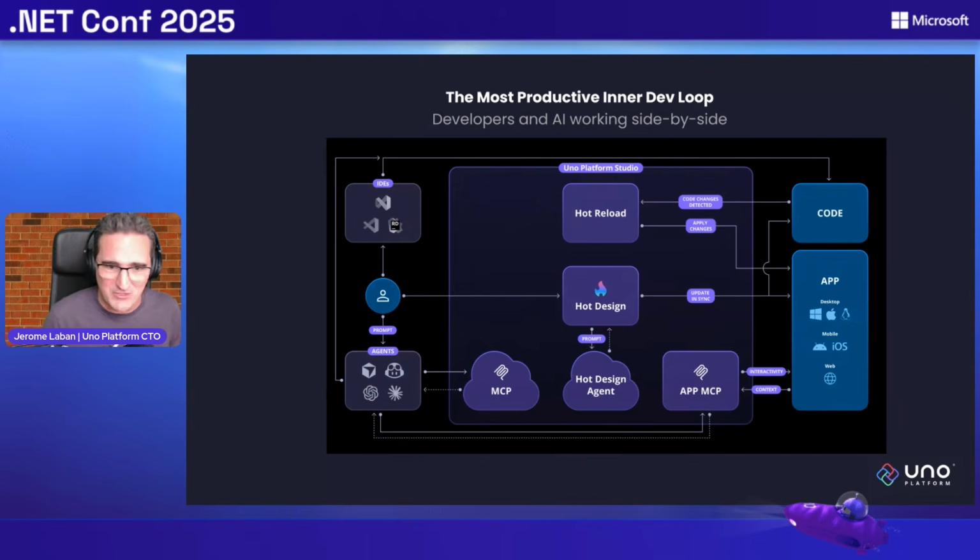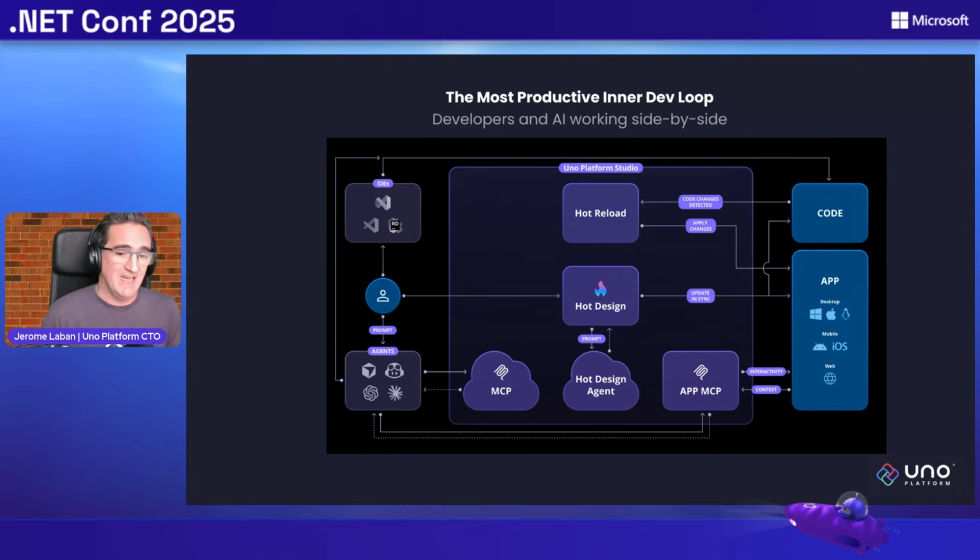So let's talk about what we've been adding. Uno Platform Studio is our set of tooling that sits on top of the core of Uno Platform and brings productivity enhancements to users. Traditionally, there have been two ways to write code. There's the IDE, where you type your code directly into your files and then into your app. There's also Hot Design, which we introduced last year, which allows you to visually design your app and get a WYSIWYG type of experience.